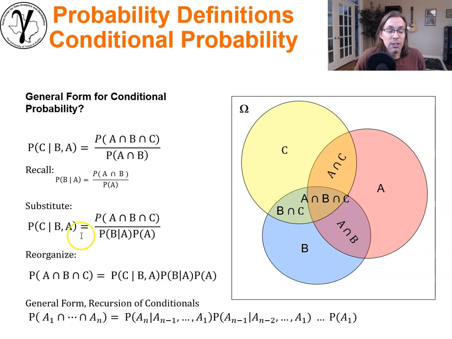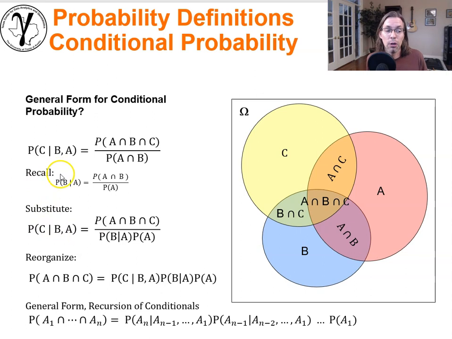Now let's do a substitution. Recall the definition of conditional probability: the probability of B given A is equal to the intersection probability of A and B divided by the probability of A. So what we can do with that now is reorder this. We can turn it into the probability of A and B is equal to the probability of B given A times the probability of A. We'll just take this denominator out and put it on the left-hand side. We can now substitute for the denominator in this first equation, and we get this form right here.